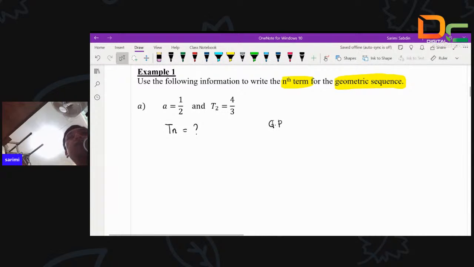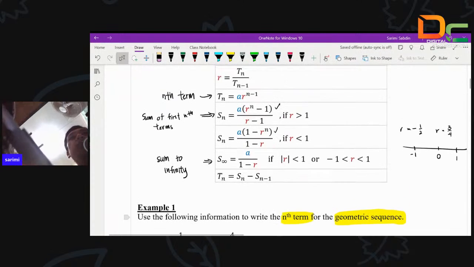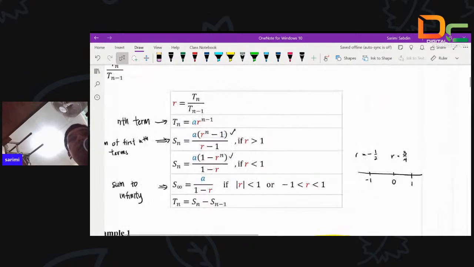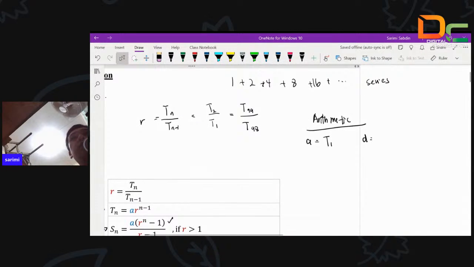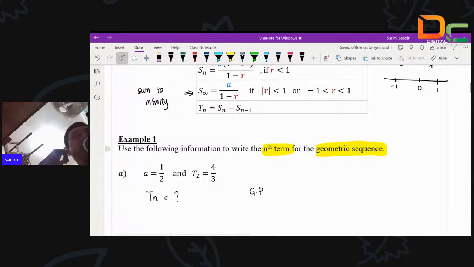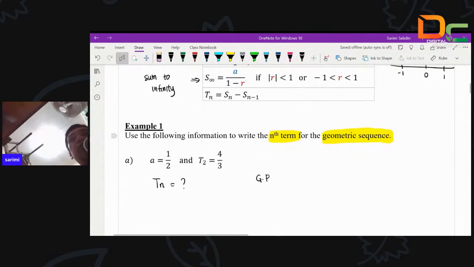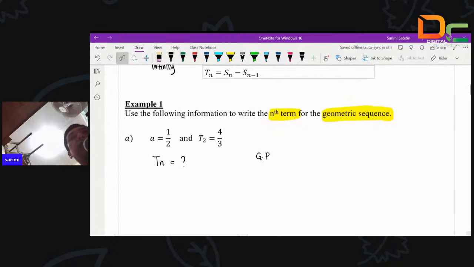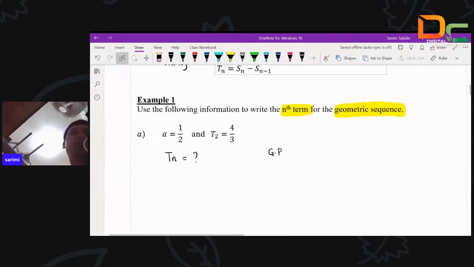So why is it so important to know whether it is a geometric or arithmetic sequence? Because when we deal with a geometric sequence, we use a different formula compared to an arithmetic sequence. Arithmetic sequence has its own formula, and geometric sequence has its own formula. So we don't want to make a mistake and pick the wrong formula when we want to solve the question.